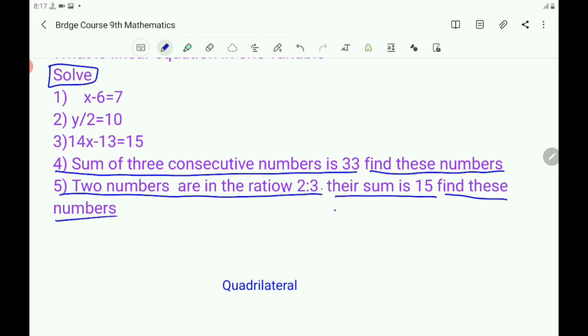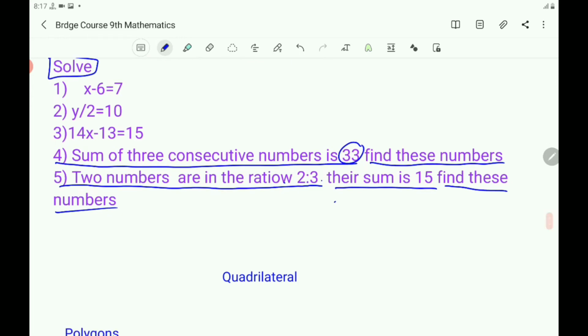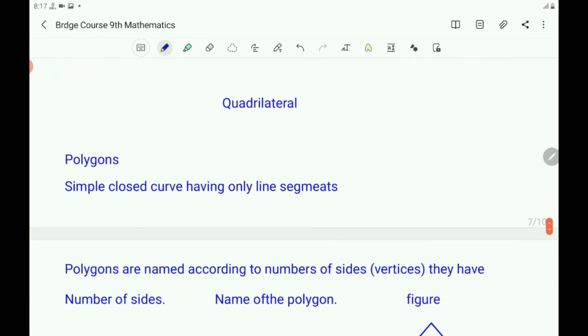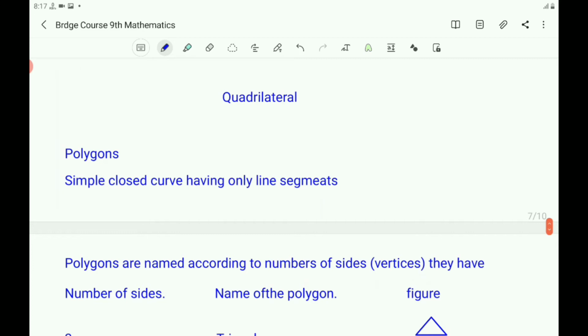Here, consecutive numbers means you must take x, x plus 1, x plus 2. And their sum is given, that is 33. By using this hint, you must do the homework. Next, let us take the next chapter, quadrilateral, that is, understanding quadrilateral. So you know that in the 8th standard there was a chapter, understanding quadrilateral.